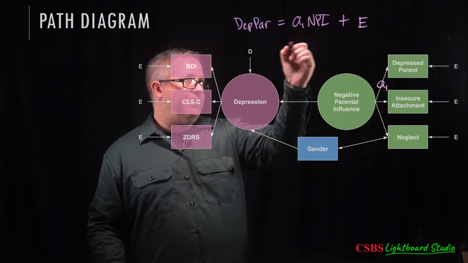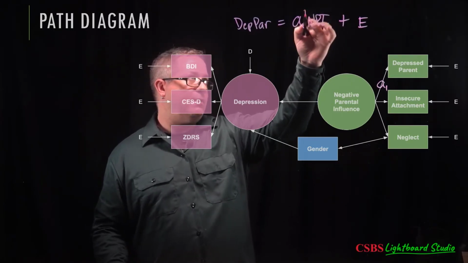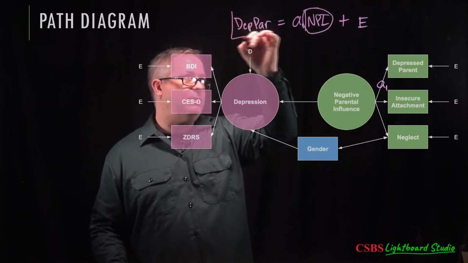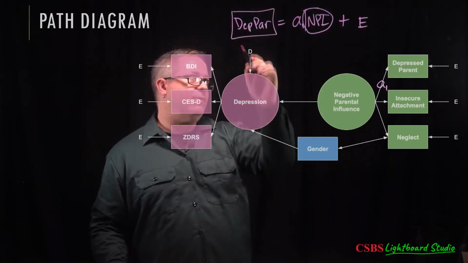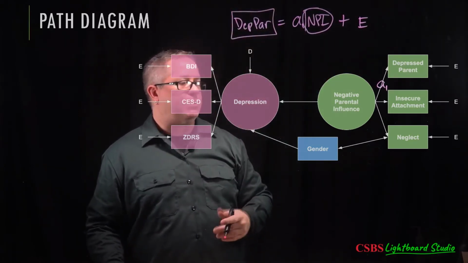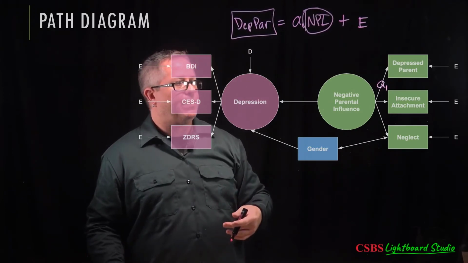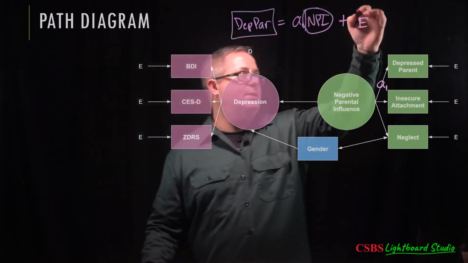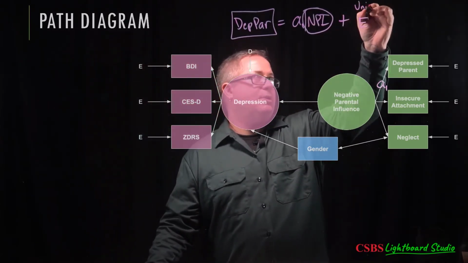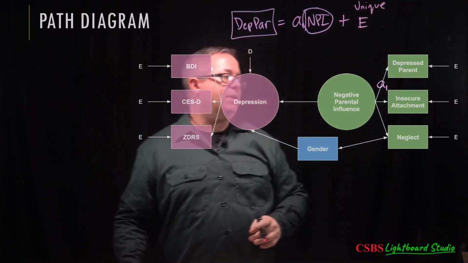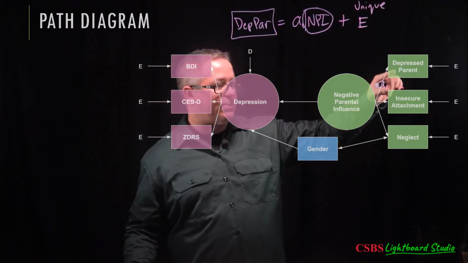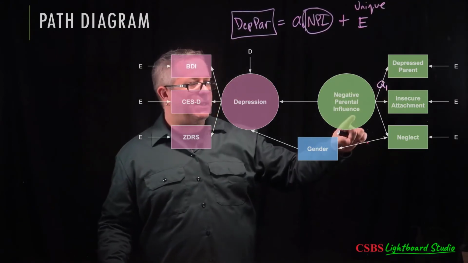So this is relating a latent variable, actually, I'll put a circle on it, this is relating a latent variable to a measured variable. So everything in this is part of the measurement component. So if it's part of measurement, part of a factor analysis, this E then is the unique variance. It's the part of negative parental influence, I'm sorry, it's the part of the depressed parent that isn't negative parental influence.